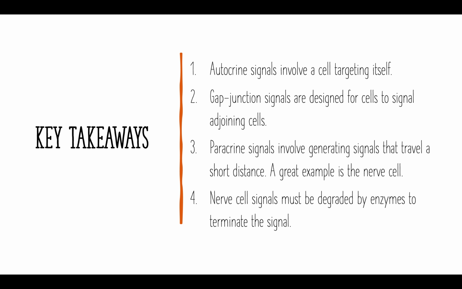So here are 4 key takeaways for this chapter. Number 1 is that autocrine signals signal themselves, right? So an autocrine signal is self-signaling. Number 2 is that gap junction signals are designed for cells to signal adjoining cells. Number 3 is paracrine signals involve generating signals that travel a short distance, like a nerve cell. And then in the very beginning, one of our objectives involved nerve cells. So they do want you to know that paracrine signals are nerve cells, and also that nerve cell signals must be degraded by enzymes in order to terminate the signal. So that's the 4 key takeaways that we have from this chapter.